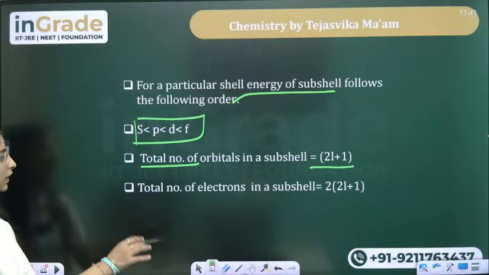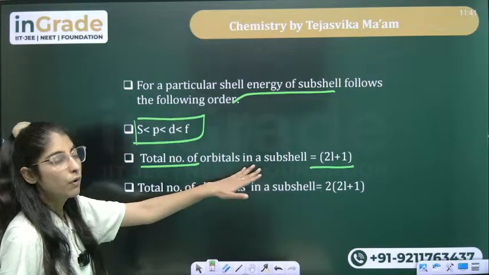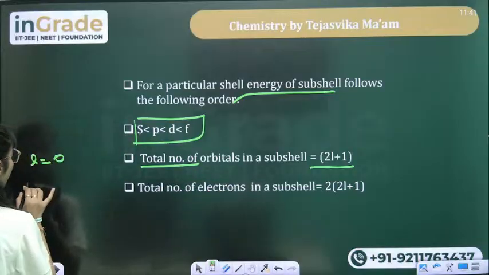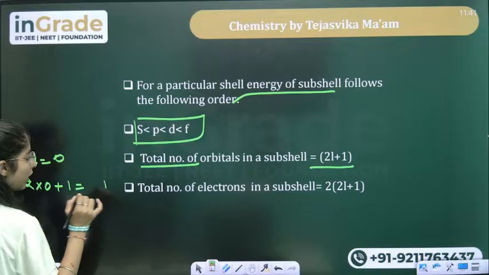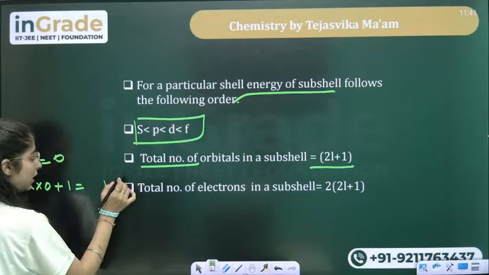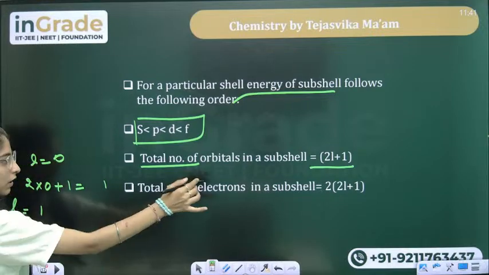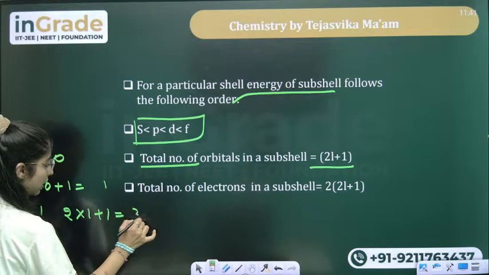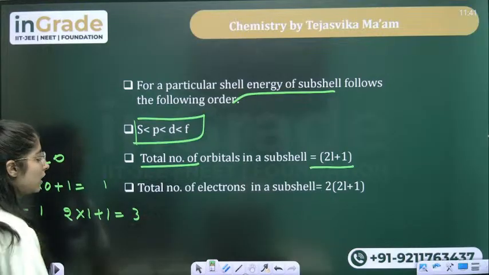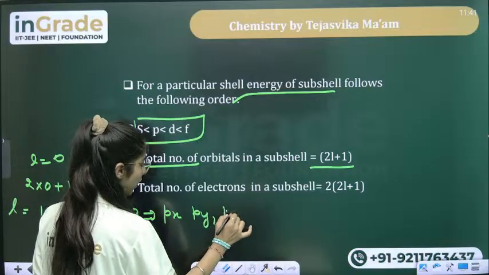Let's say your value of L is equals to 0, then the number of orbitals, if you want to calculate, is coming out to be 0 plus 1, that is 1, which is simply represented by S. If the value of L is equals to 1, then how are we going to calculate it? It is very simple. 2 into 1 plus 1, that is 3. So what are these subshells? These are going to be your Px, Py and Pz.